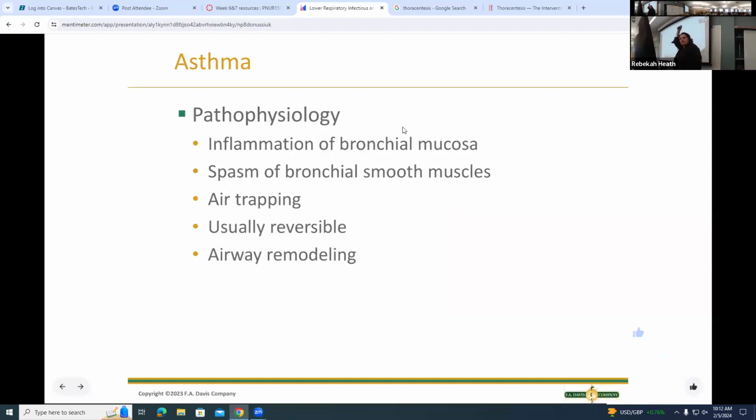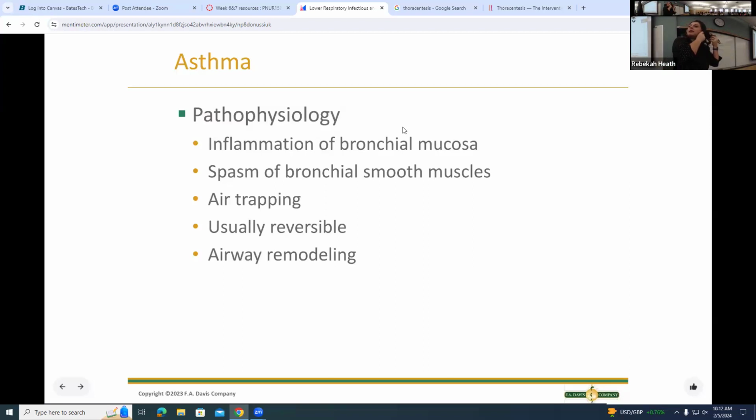So asthma. That's when your bronchial mucosa, or kind of like the lining of the bronchioles, gets really inflamed, and then you can have spasms of the bronchioles. You can get air trapping, kind of like with emphysema, where you get the air trapped inside those alveoli, often from that spasming or from the inflammation. It does say usually reversible. Thank you for bringing that up. As a child, it's usually reversible.